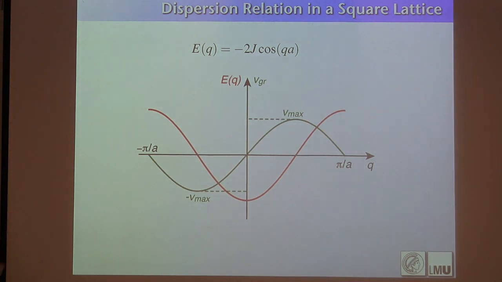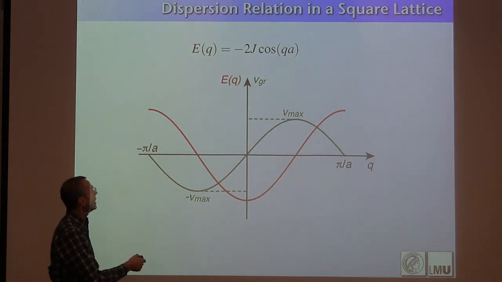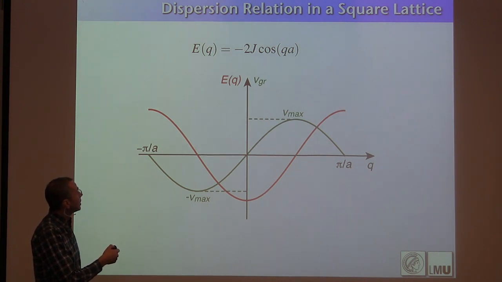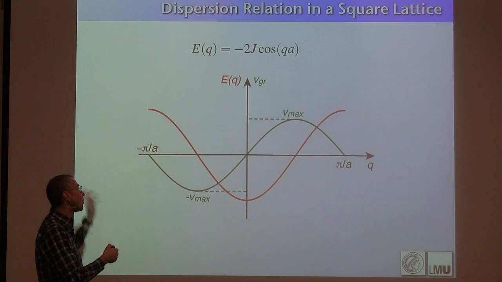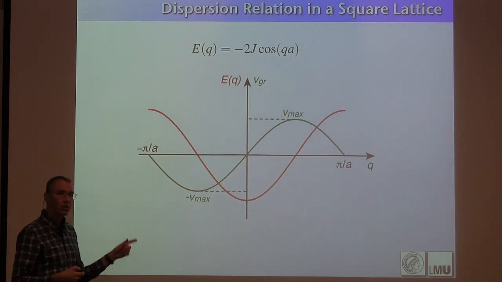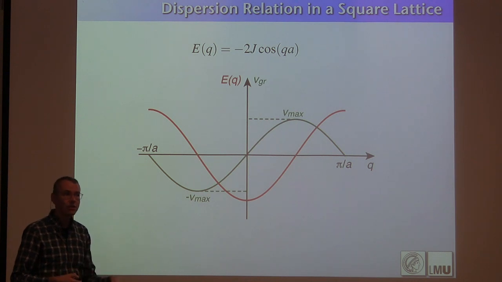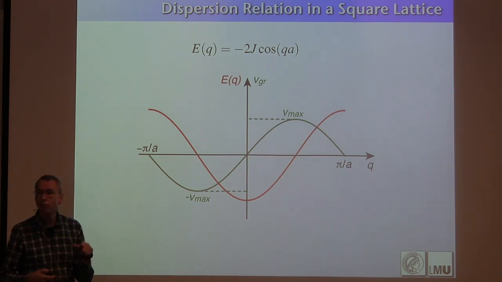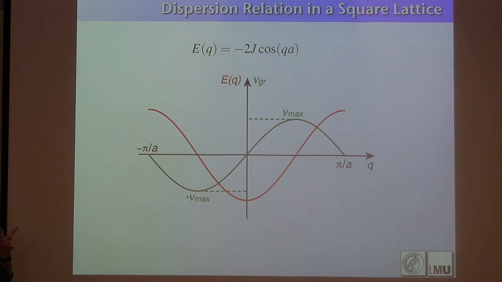All right, we're going to make use of that also. So the fastest velocity, we can calculate that. If I take the derivative with respect to Q, that will give me just 2JA, and then we'll have to divide by h bar. So the velocity is 2JA divided by h bar. That's the fastest velocity a wave packet can move in this ground state lattice. It cannot move faster. Okay, we'll come back to that because we'll check that in the experiment.